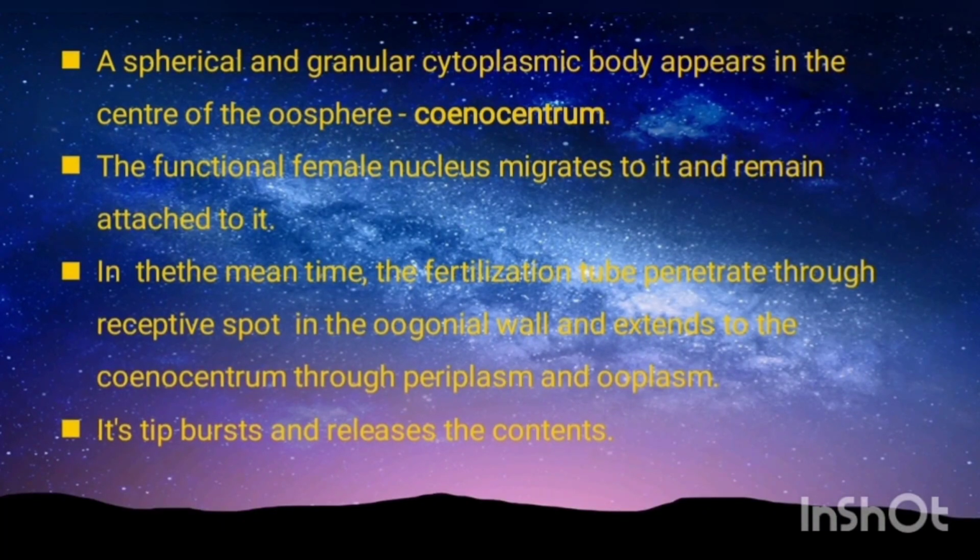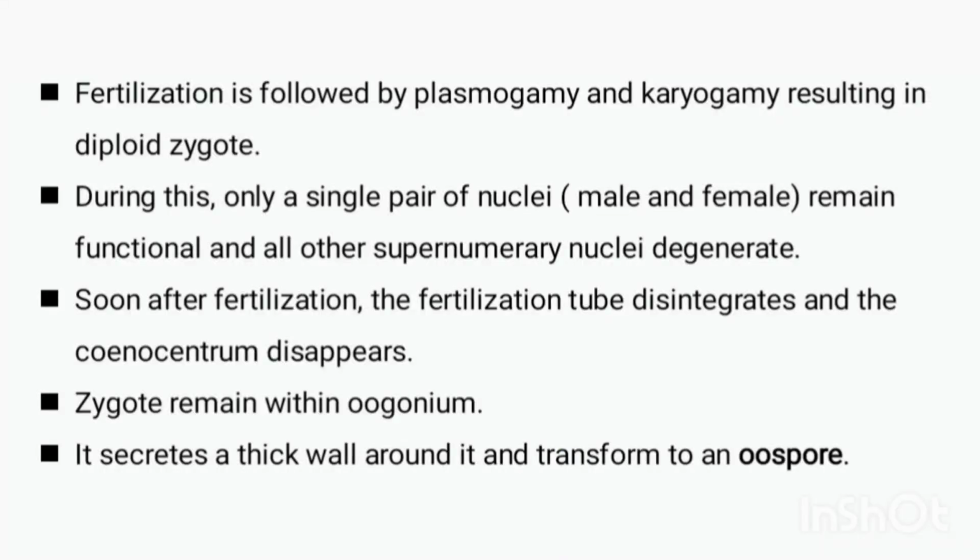It functions as the female nuclei. The functional female nuclei will migrate into the coenocentrum. The antheridial nuclei, which come through the fertilization tube, penetrate, reach the coenocentrum and release their content out there. Now the fertilization is complete.